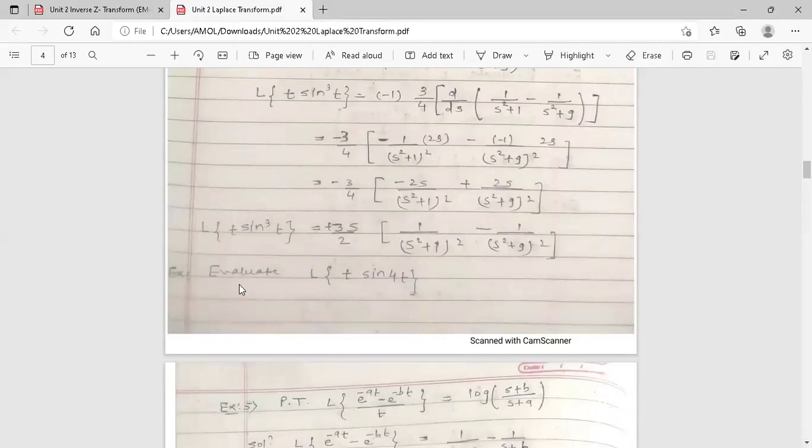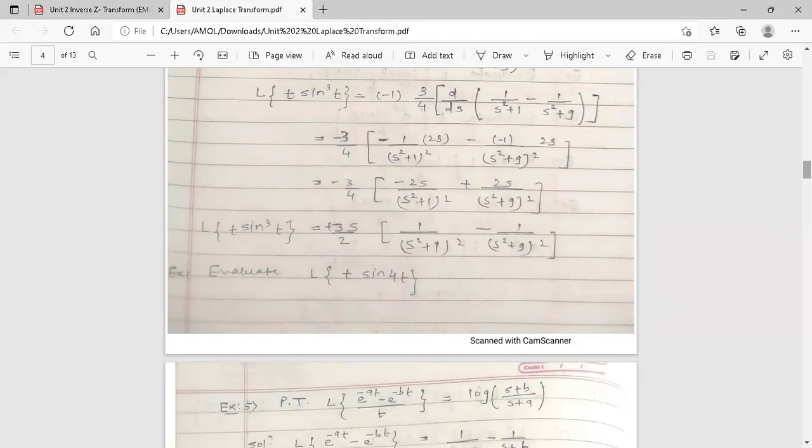Next example, evaluate Laplace of t sine 4t. You can easily evaluate it. You first find the Laplace transform of sine 4t. It will be 4 upon s square plus 16. And then using the multiplication by t property, you just differentiate that Laplace transform of sine 4t with respect to s once, because the power of t is 1, meaning n is 1. Then you will get the Laplace transform of t sine 4t.